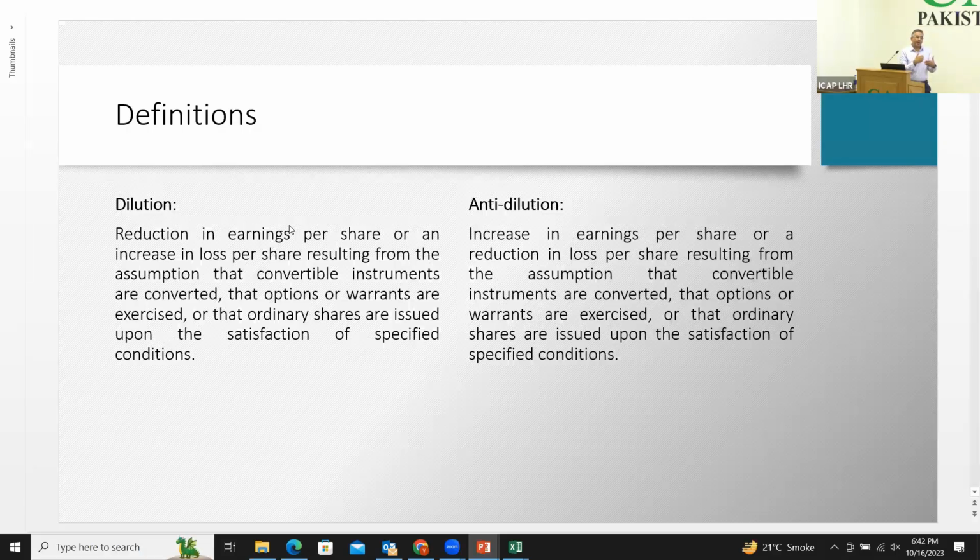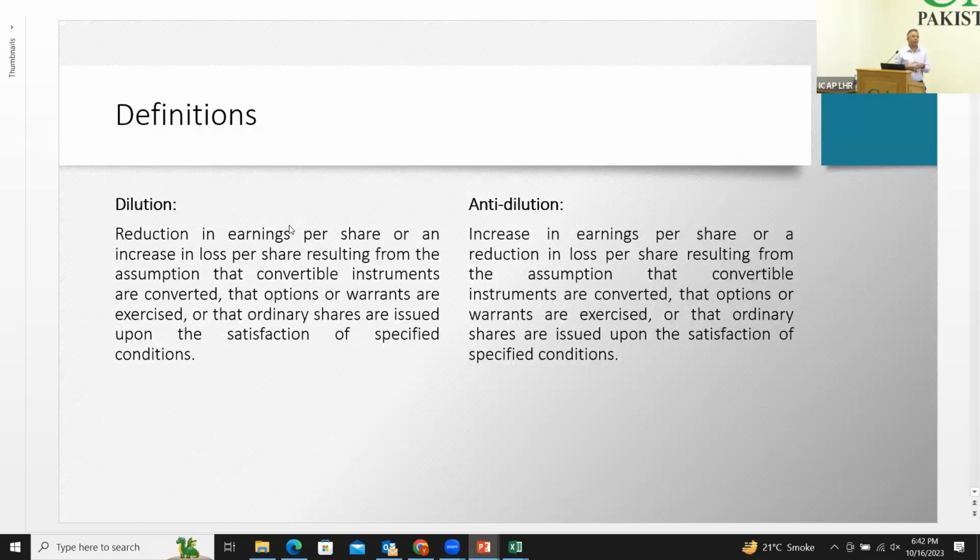If the effect on earning is proportionally more than the effect on the number of shares, because earning is your numerator and the number of shares is your denominator, so if the proportionate effect on earning is more than the proportionate effect on your denominator, then you will say it's anti-dilutive. Otherwise, it will be dilutive. So potentially issuable shares are only considered for calculation of dilutive earning per share if they are dilutive in nature.